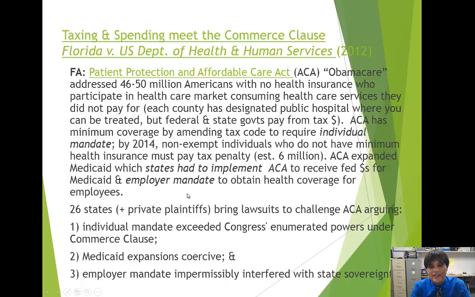And they bring these lawsuits to challenge the Affordable Care Act, and they argue that this individual mandate exceeded Congress's enumerated powers under the Commerce Clause, that Medicaid expansions were coercive. It was trying to force states to enforce a law that they didn't like just to get extra Medicaid dollars, and that the employer mandate impermissibly interfered with state sovereignty, that businesses were part of the state and only responsible to the state, not to the federal government. So this employer mandate they also thought was unconstitutional. So the Affordable Care Act faces lawsuits on several grounds.